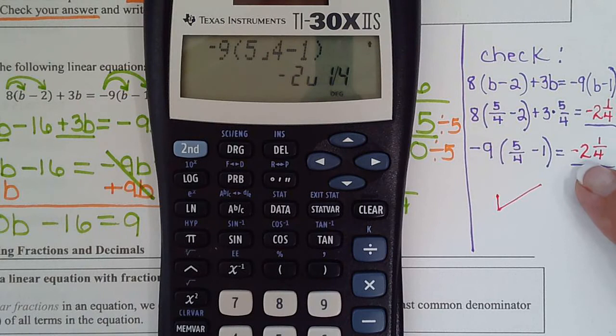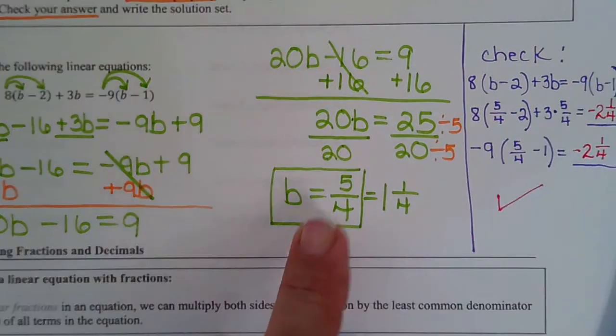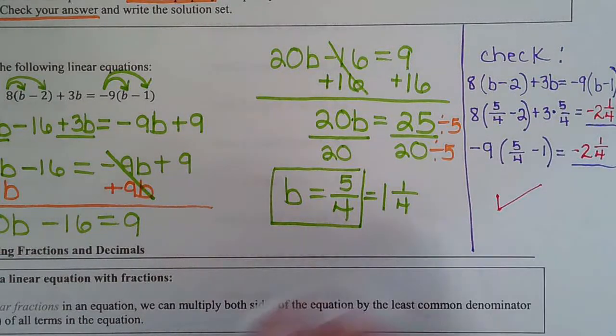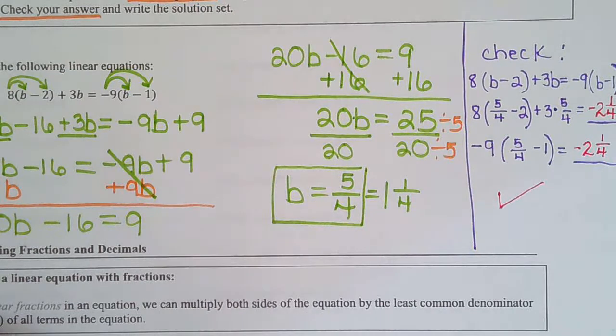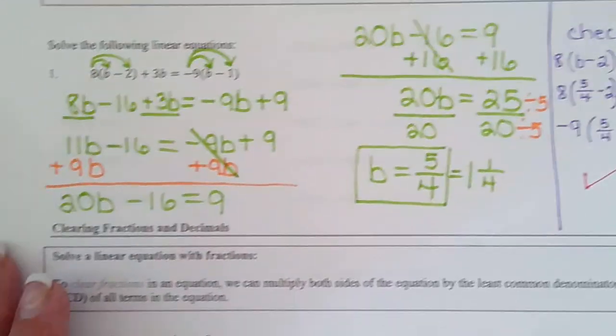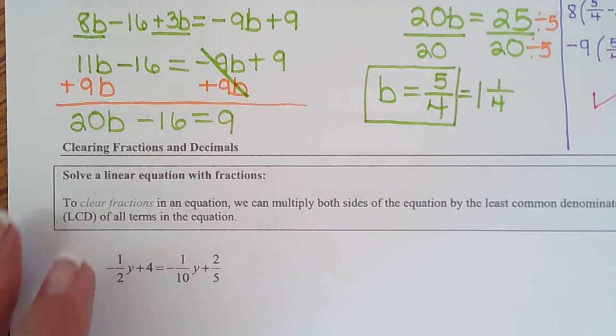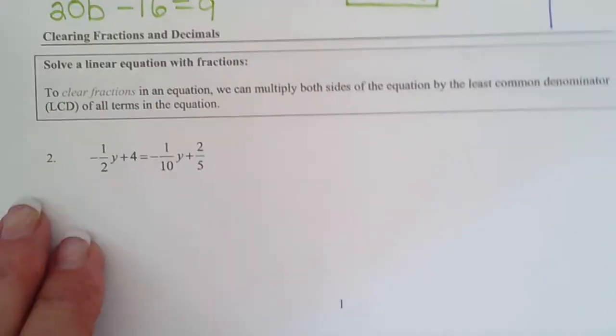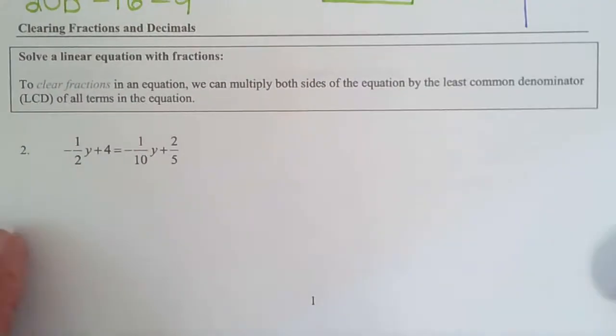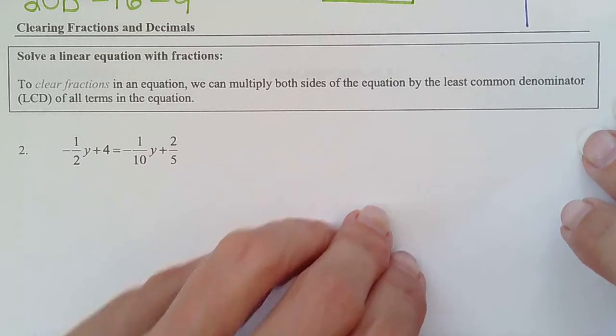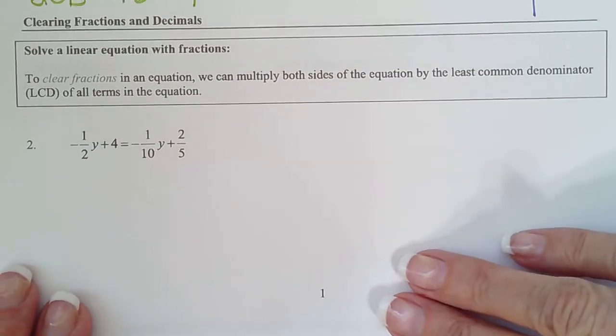So that gave me negative 2 1/4. Since they match, we can go back and say, yes, I got this one right, positively, because I just checked it. So anytime you have extra time on a test and there's solve problems on it, definitely go back and check. Okay, so our next, I think 3 or 4 problems have fractions in them.